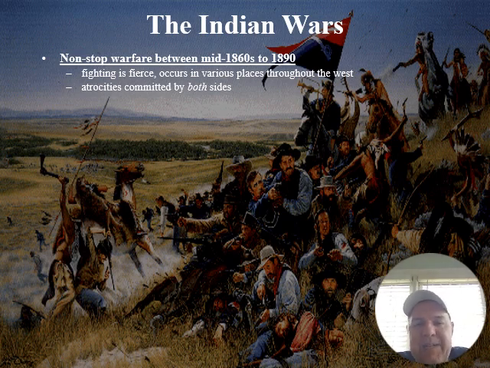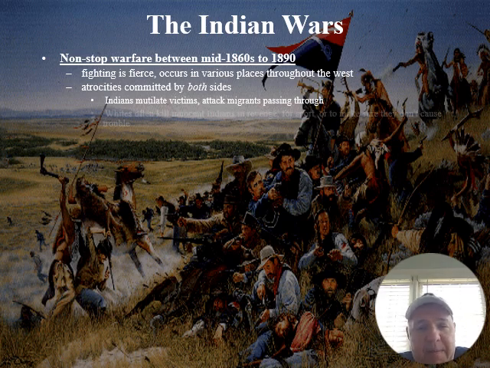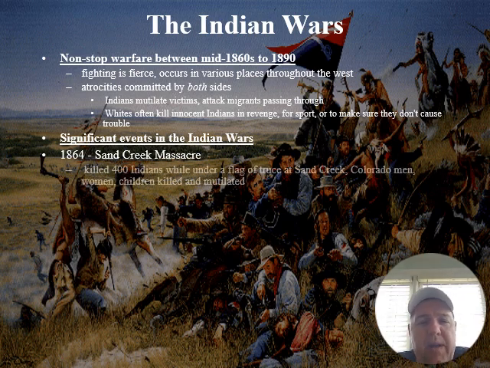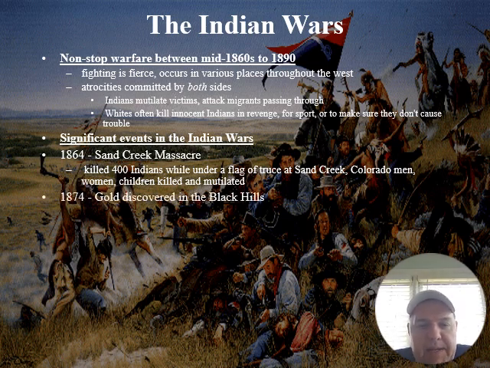Nobody is innocent here, and both sides have blood on their hands. Okay, again, talking about mutilating victims and whatnot, and killing. We see that part right there. But 1864, Sand Creek Massacre. I mean, this is right smack dab in the middle of the American Civil War, and you have 400 Indians killed under a flag of truce. You don't do that, okay? But it happened. Men, women, children, all killed, mutilated by the American army. Not a really great time for the image of the United States.